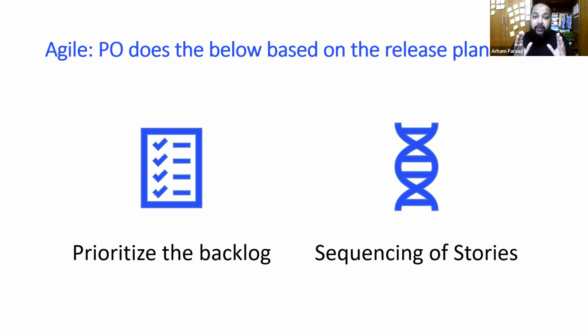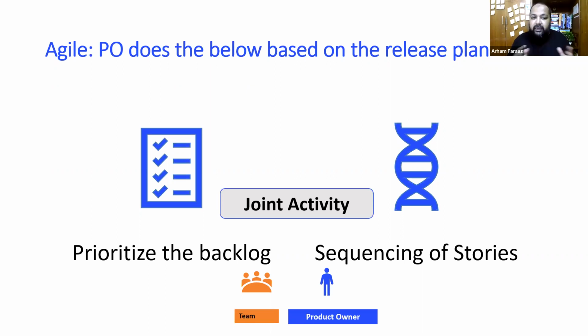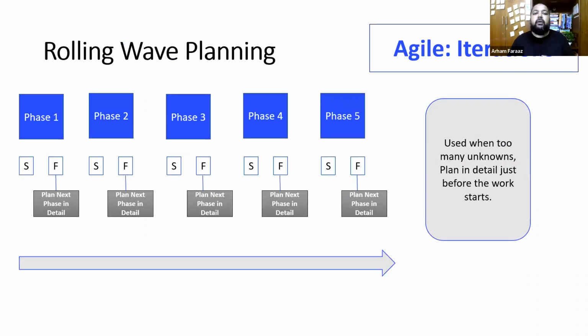The amount of work that can be done in the iteration will be decided by the development team. Remember this. What can be taken in the iteration after the list is given by the PO, the sprint backlog or the iteration backlog, is decided by the development team, how much they can deliver in that particular iteration. Okay, so it's a joint activity: prioritizing the backlog, sequencing of stories for the iterations, all a joint activity.